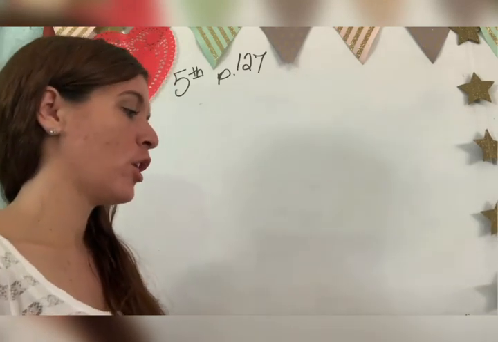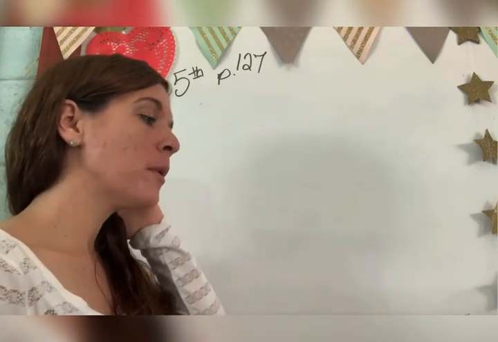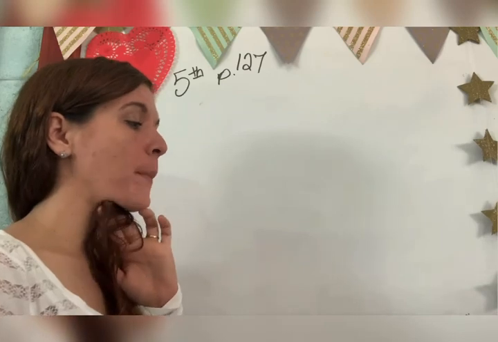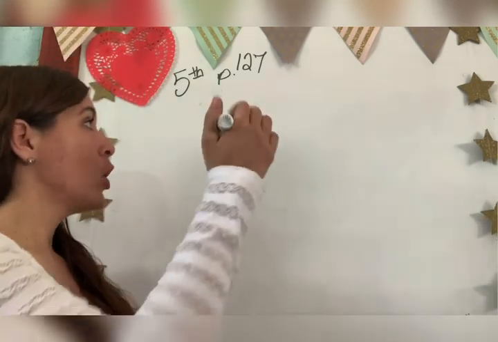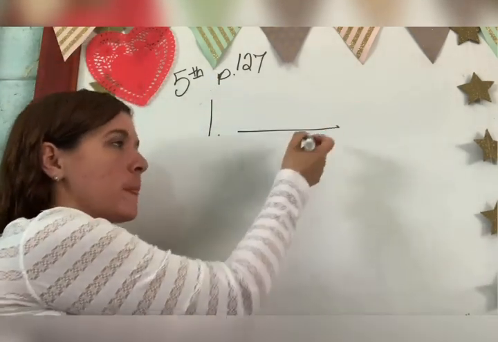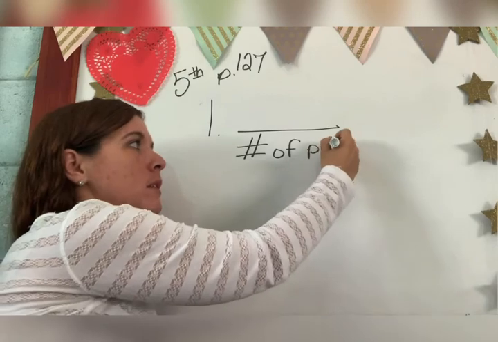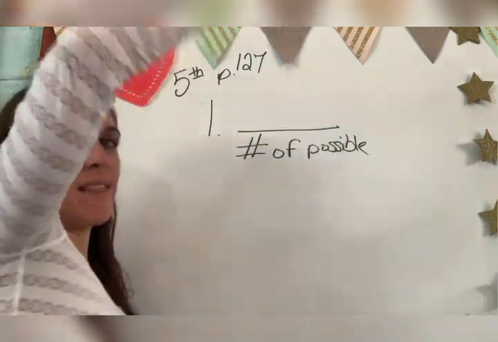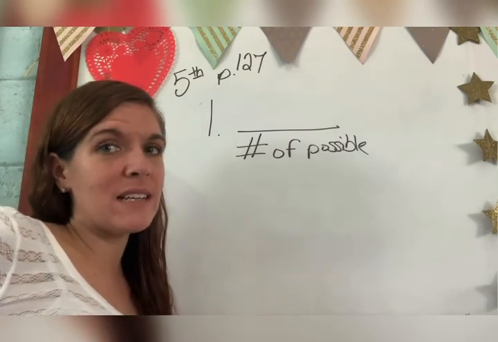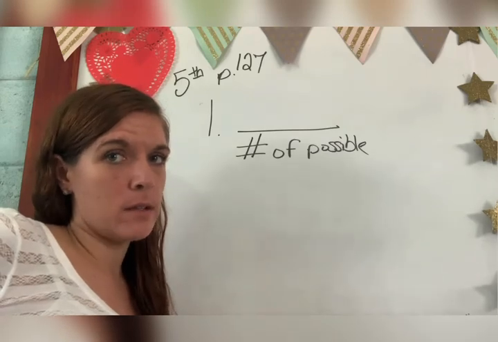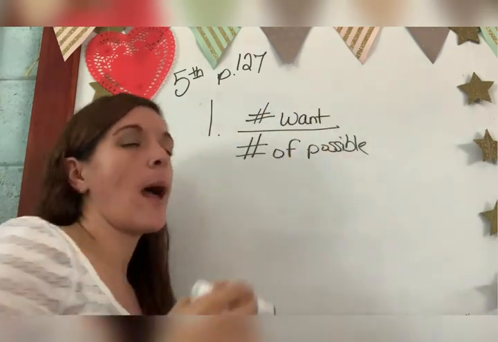Here we go. Look at number 1, letter A. Find the probability that the arrow will stop on Ohio when it is spun. Okay, so remember your formula, your equation for probability. Down at the bottom, you need to put the number of possible results. So the number of possible things, when you spin that thing, how many things could it stop on? And then how many things do you want it to stop on?